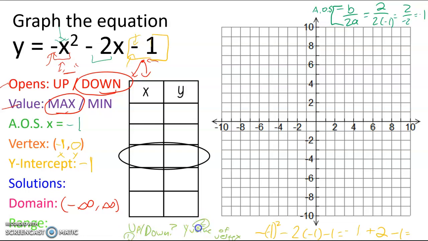That's the first thing I'm looking at. That's the second thing I'm looking at. So up or down. Look at my range. Start with up or down. Does it open up or down? It looks like it opens down. It's going to look something like this.